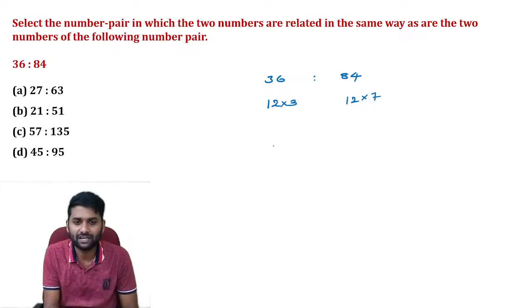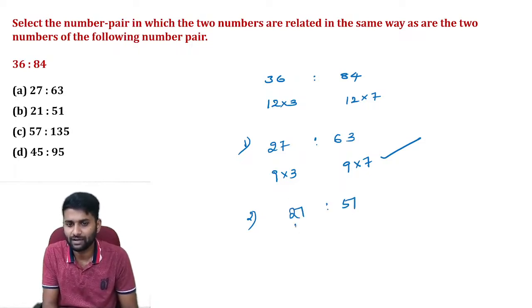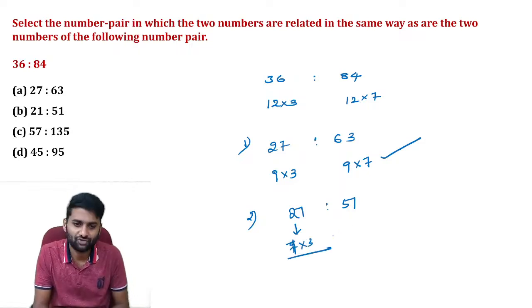Let's apply the same relation to the given options. 27, 63. 9 into 3, 9 into 7. Yes, maybe it satisfies the condition. 21 and 51. Let's go through that. 7 into 3 is 21.